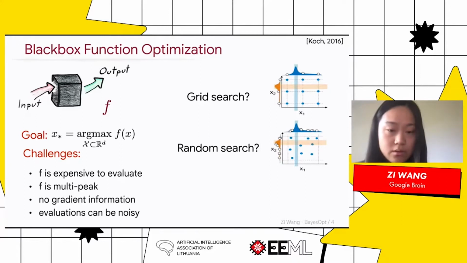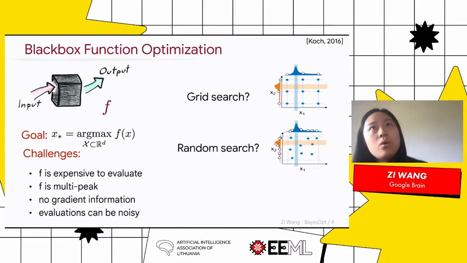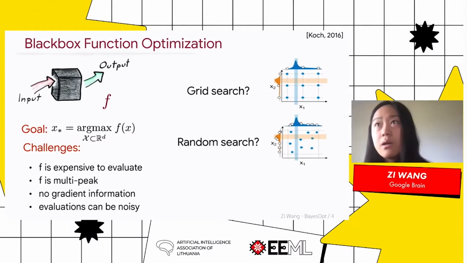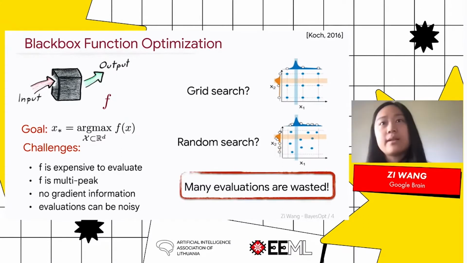Thinking about how to solve this problem, one really simple approach could be grid search, and that is indeed the type of solution that a lot of people adopted when facing hyperparameter tuning problems in machine learning. We're basically trying to take a grid and then evaluating the points one by one. The other approach is random search. It has been shown that random search could be better than grid search, but we are still missing a lot of good points because we're not really utilizing any information of what has been evaluated before. The problem is that a lot of evaluations are actually wasted in this case.